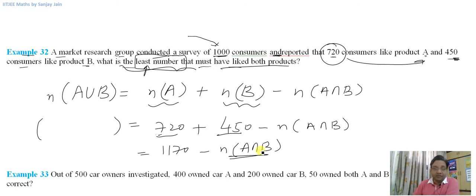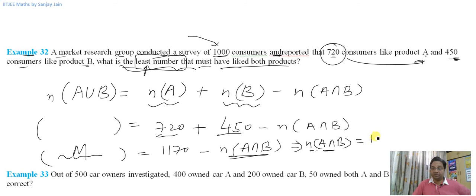When will it be least? When the number written on this side is maximum, right? Because if you consider this number, let us say you consider this number M, okay? So think about this number, A intersection B. The number of elements in A intersection B is equal to 1170 minus this capital M, right? So I need it to be the least, the minimum. If it has to be the minimum, this number here has to be the maximum, because I need to subtract it from this, right?